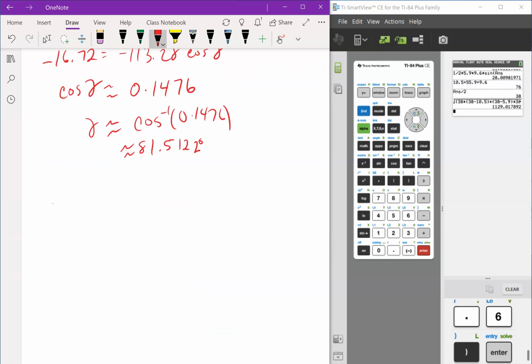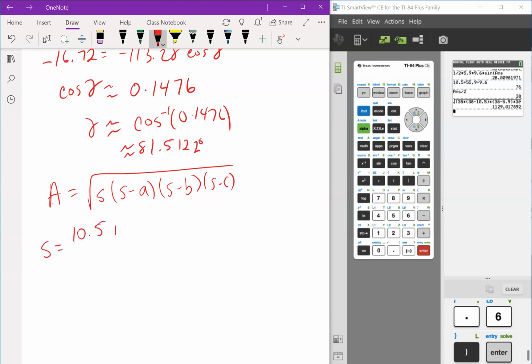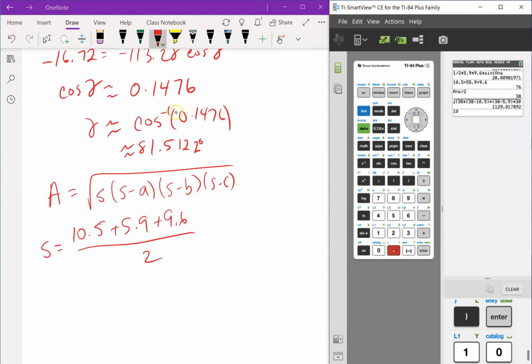Remember that Heron's formula says that the area is equal to the square root of the semiperimeter times the semiperimeter minus each of the sides of the triangle, the product of those things. So the first thing we can compute here is the semi-perimeter, which will be your 10.5 plus the 5.9 plus the 9.6 all over 2. So go over to the calculator, 10.5 plus 5.9 plus 9.6 gives us 26, and divide that by 2, we get 13.